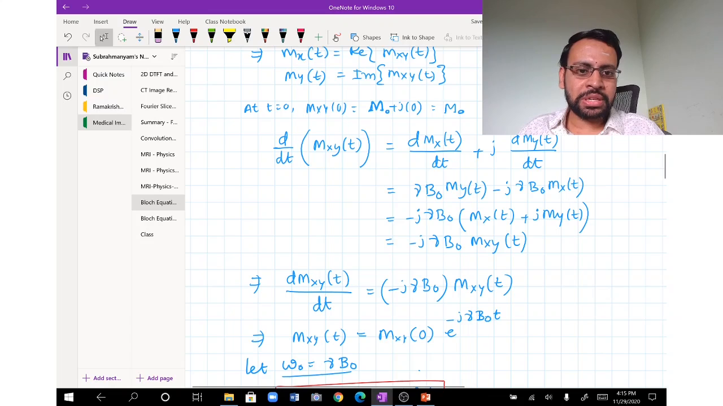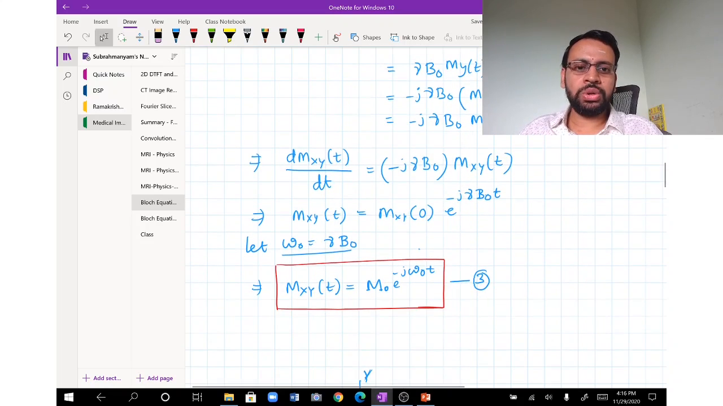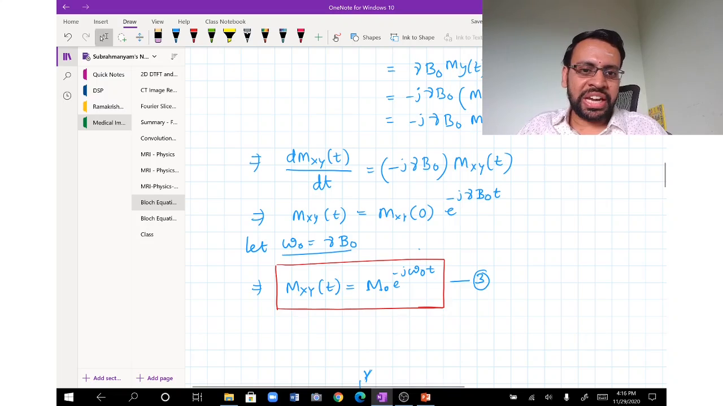So minus j times gamma into B naught, if you take, you will get here Mx of t plus j times My of t. So this is nothing but your Mxy of t. So what you eventually arrived at is the derivative of Mxy of t with respect to t is equal to minus j times gamma times B naught into Mxy of t. This is a very typical differential equation for which the solution would be Mxy of t equal to Mxy value at t equal to 0 times e to the power of minus j times gamma into B naught into t.